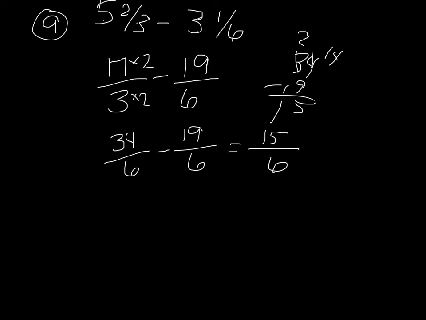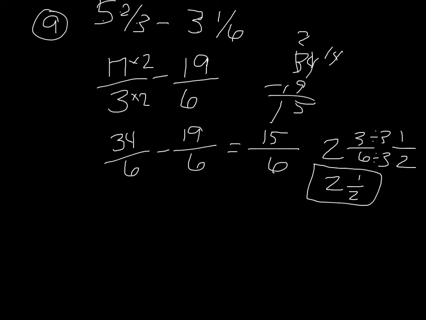So 6 goes into 15 2 times. That'd be 12. 15 minus 12 is 3 sixths. We can reduce that to 2 and 1/2, because if I divide by 3, I'd get 1 over 6 divided by 3 is 2. Okay, so this answer is 2 1/2.